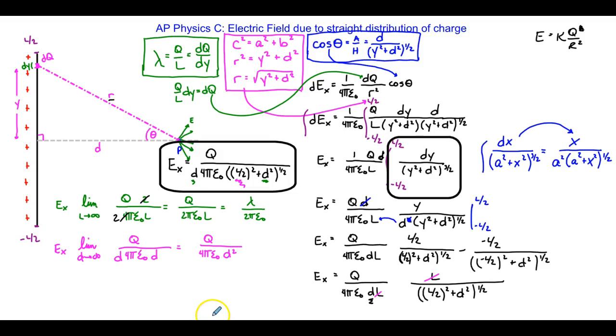Well, this is just a point charge. And so we can say then that as the distance d approaches infinity, the expression begins to resemble that of a point charge.